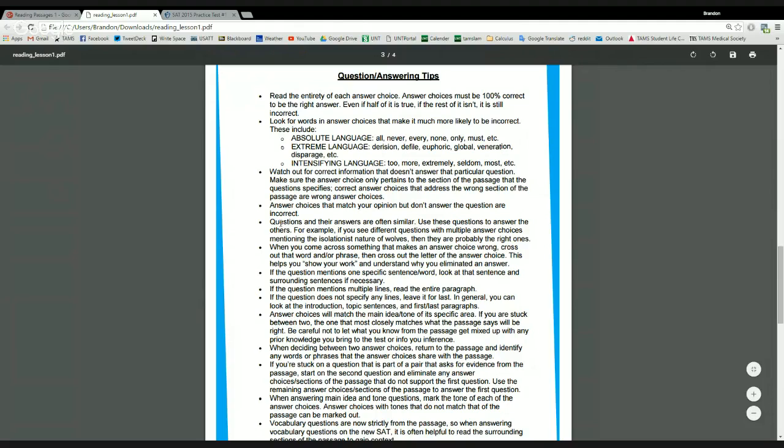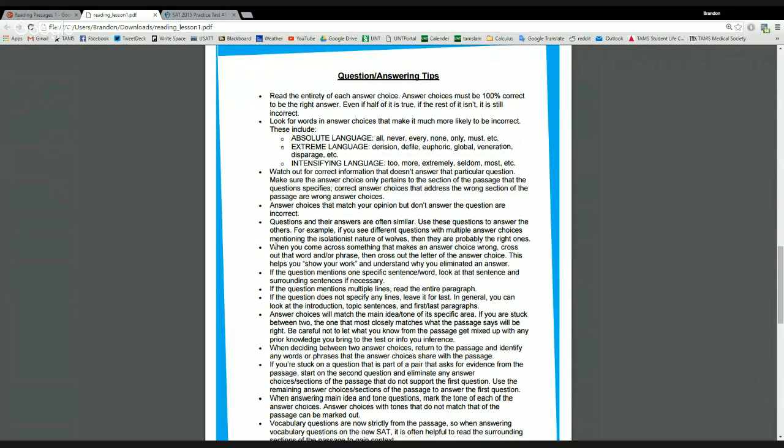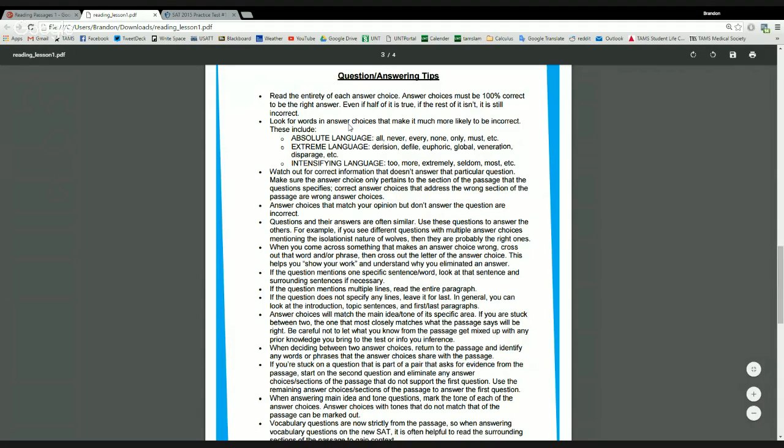Okay. When you come across something that makes an answer choice wrong, cross out the word or phrase, then cross out the letter of the answer choice. This helps you show your work and understand why you eliminated the answer. So again, as I said, if you see a word in the answer choice that makes it look wrong, cross out the word and then cross out the answer choice, showing your work and saying that the whole answer is wrong based on one word.